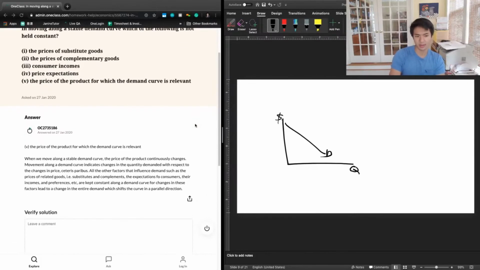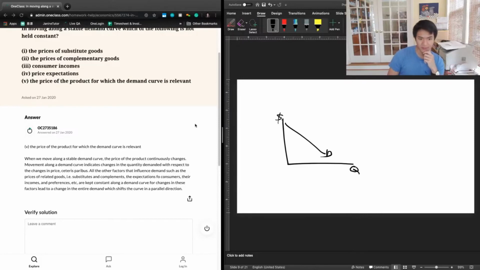Let's take a look at the previous tutor's answer. So they also chose 5. And they said that when we move along a stable demand curve, the price of the product continuously changes. Movement along a demand curve indicates change in the quantity demanded with respect to changes in price, ceteris paribus.